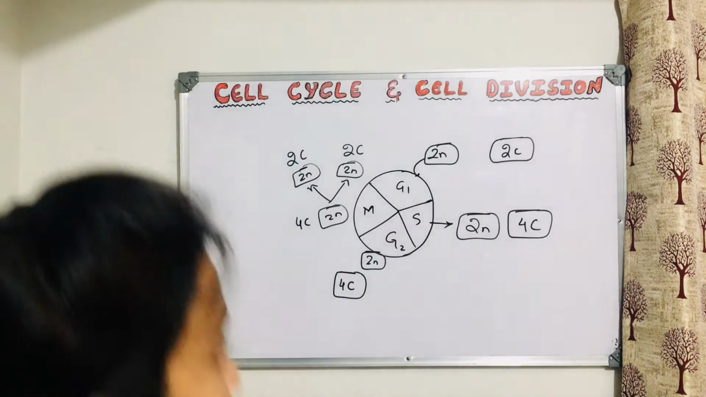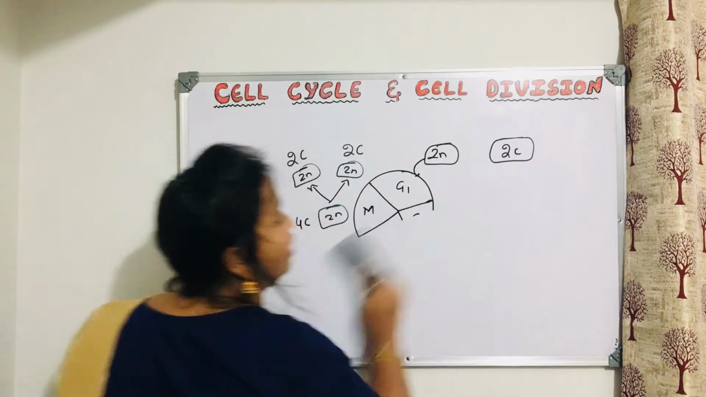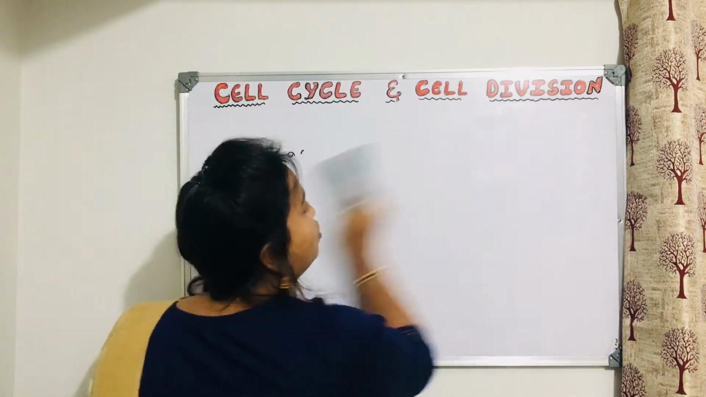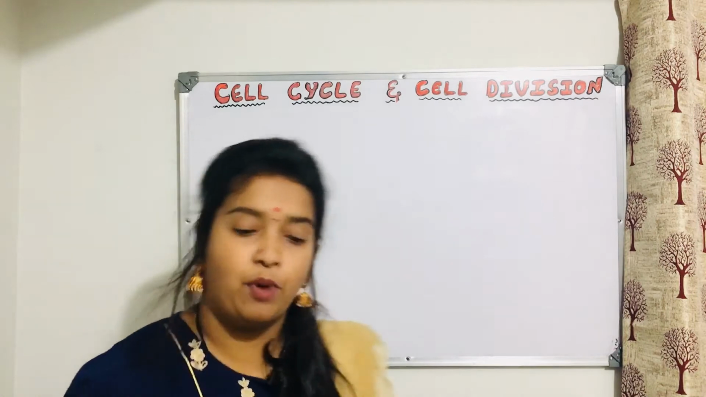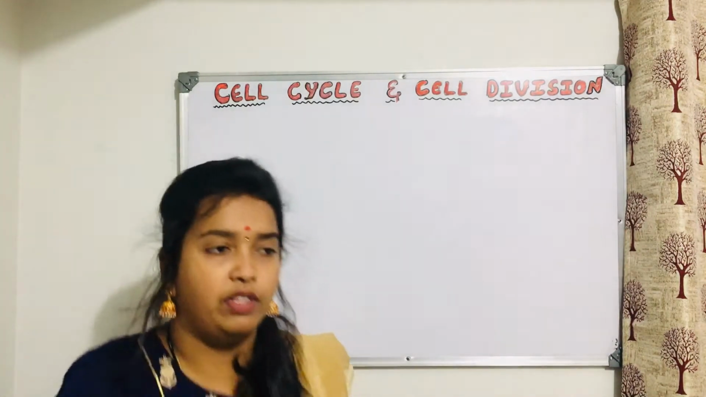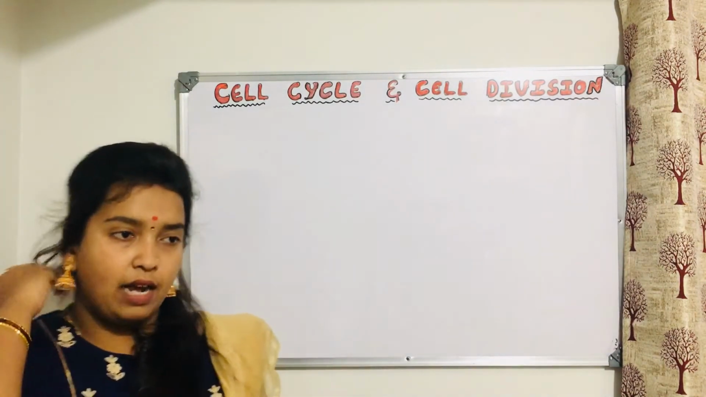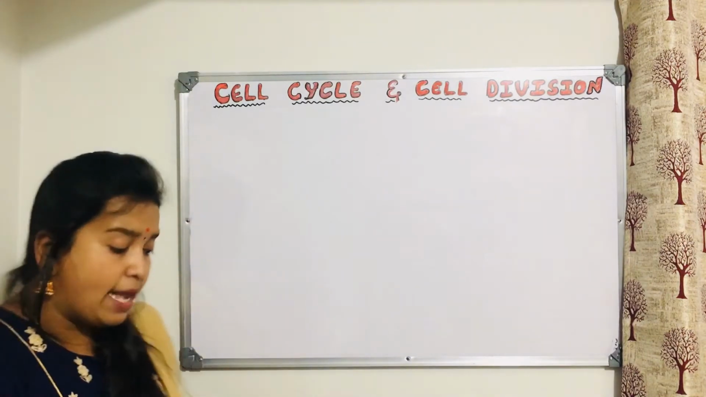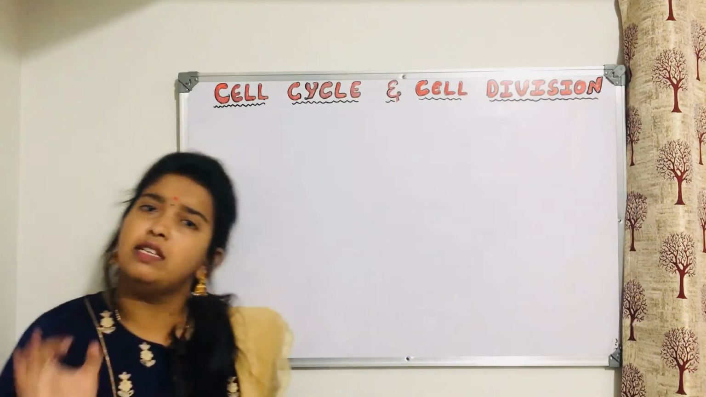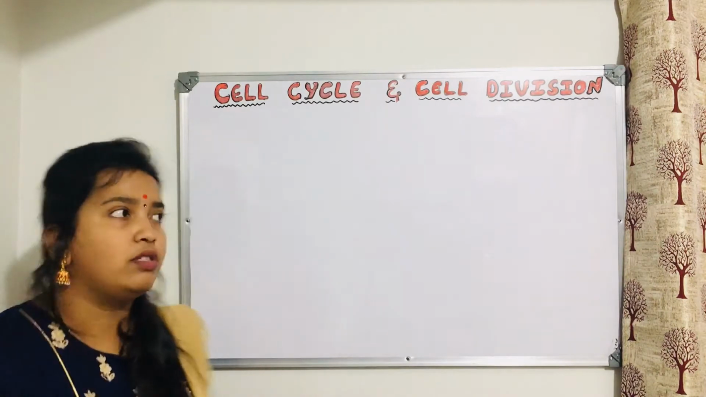Okay, so now we will directly jump to the M phase of the cell cycle. We have already completed interphase properly without any confusions. Everything is clear. So what will we start now? We will start with M phase. What is M phase? M phase is the mitosis phase. So in mitosis, what will happen?